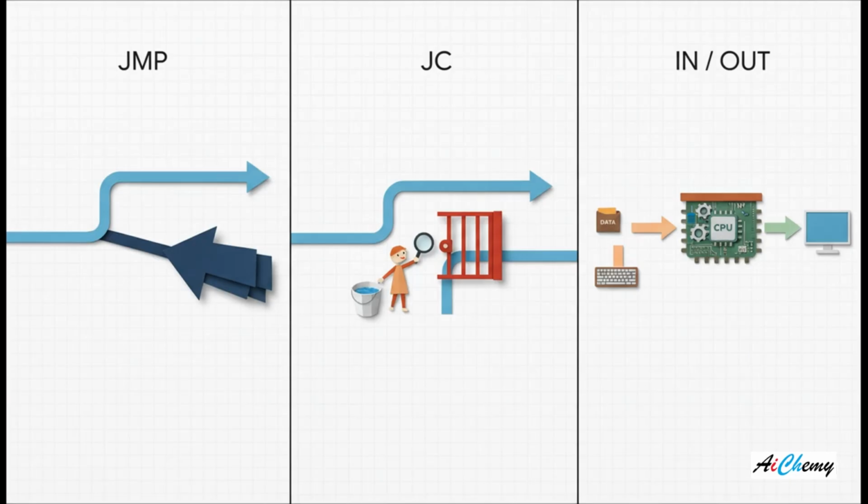And of course, there are a bunch of other control instructions. You've got JMP, which is just an unconditional jump, like don't ask questions, just go over here now. You have JC, jump if carry, which is super useful for checking if a math problem overflowed, and then you have in and out, which are how the CPU actually talks to the outside world, how it gets input from your mouse or sends output to your monitor.